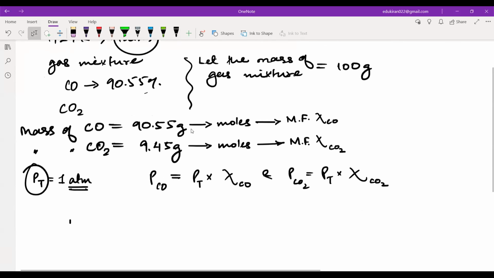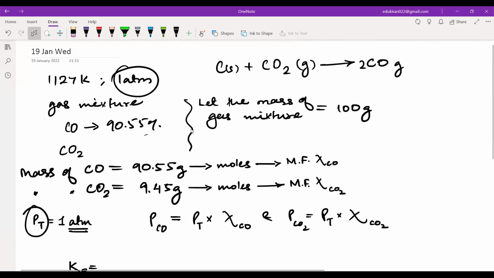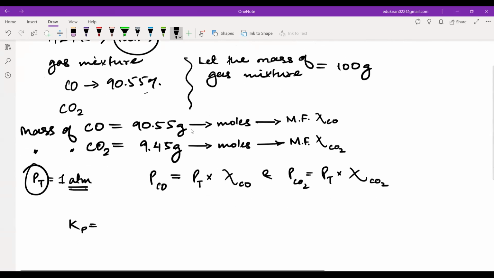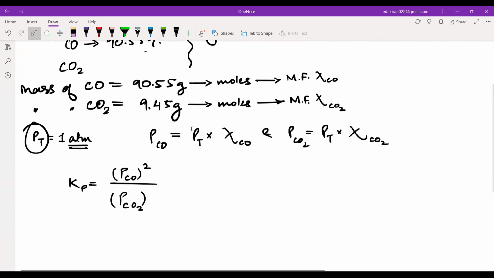Now what you have is Kp. So Kp will be equal to what? What is the product here? The product is carbon monoxide, no? So I will write the partial pressure of carbon monoxide squared divided by the partial pressure of carbon dioxide. I will not take carbon solid because it is in solid state and its concentration will be 1. So you can calculate Kp from here.